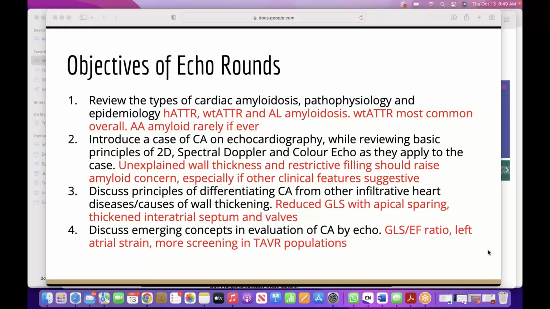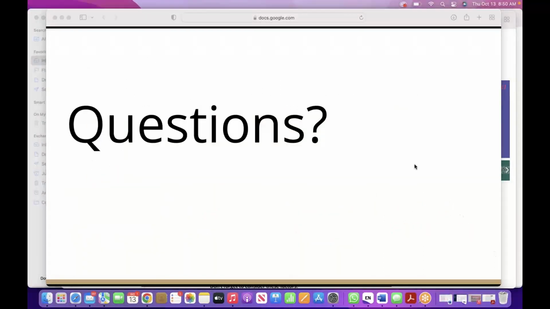And finally, some new things coming out in the echo world for this include the GLS-EF ratio and left atrial strain. Definitely has some research emerging in both MRI and echo worlds, as well as I think there's an emphasis on diagnosing this in the severe aortic stenosis population, as there's quite a large overlap in people going for TAVR also having cardiac amyloid. So that's essentially all I had to say. If anyone has any questions or wants to discuss.